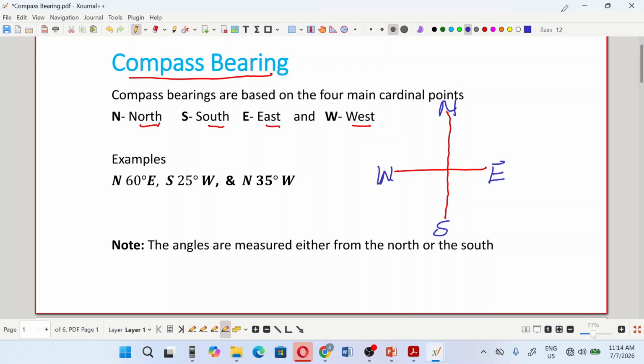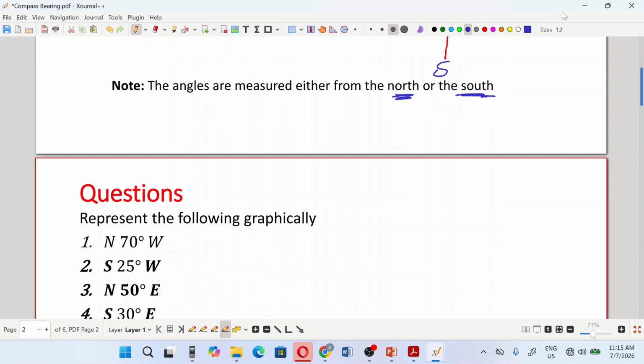Right, so for instance, in our previous lesson where we used the drawing to explain the meaning of bearing, you would have said, since the person is standing at the north, you should turn 70 degrees to the east. So you will say, turn 70 degrees east and walk straight. You're going to get to town B, right? And note, the angles are measured either from the north or the south. You've got to pay attention here very well. The angles could be measured from the north or the south. So let's look at examples here.